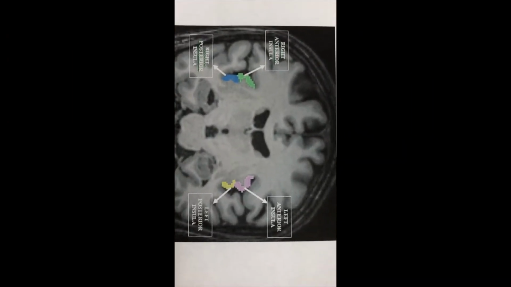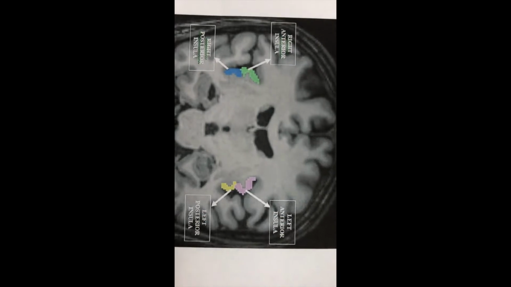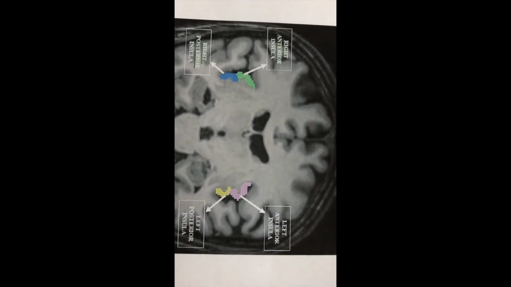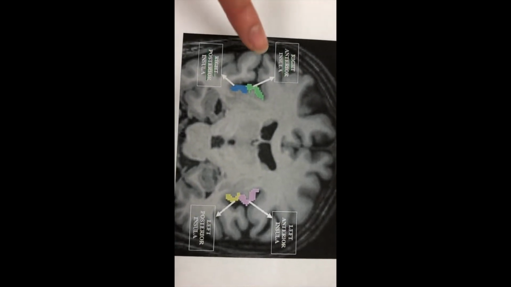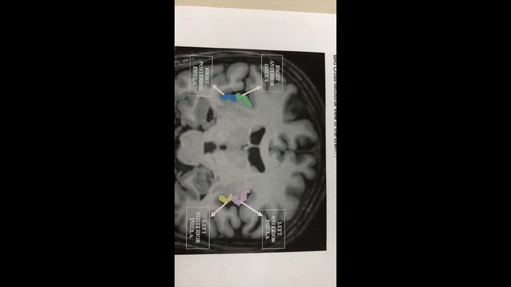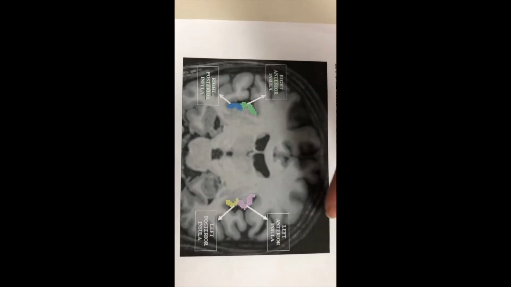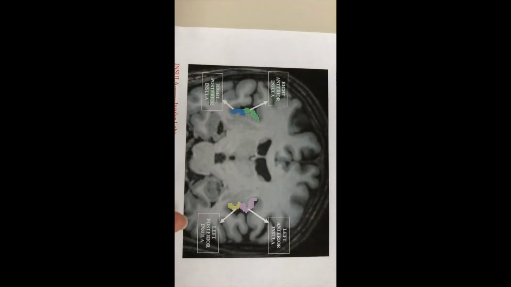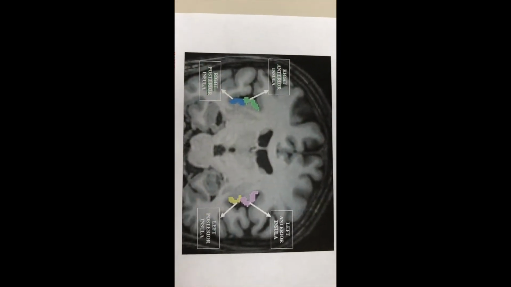So this is an MRI scan of the brain. We can see the right anterior insula, the right posterior insula, the left anterior section of the insula, and the left posterior section of the insula.